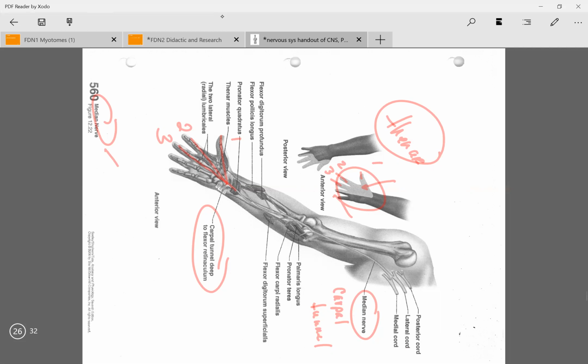Okay, median nerve is C6 nerve root. So if this area is hurt, is it C6 nerve root or is it the median nerve? And if so, where is the entrapment?